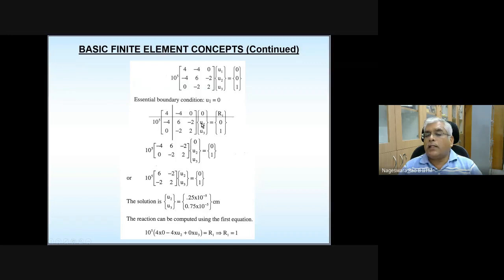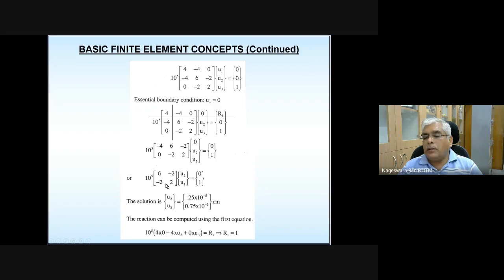So instead of that, these two unknowns can be determined based on this. So this -4, 0, multiplied by 0, plus this matrix 6 -2 6 multiplied by u2 u3 is equal to 0 1. So that is what is written here. So here you can directly write this one.